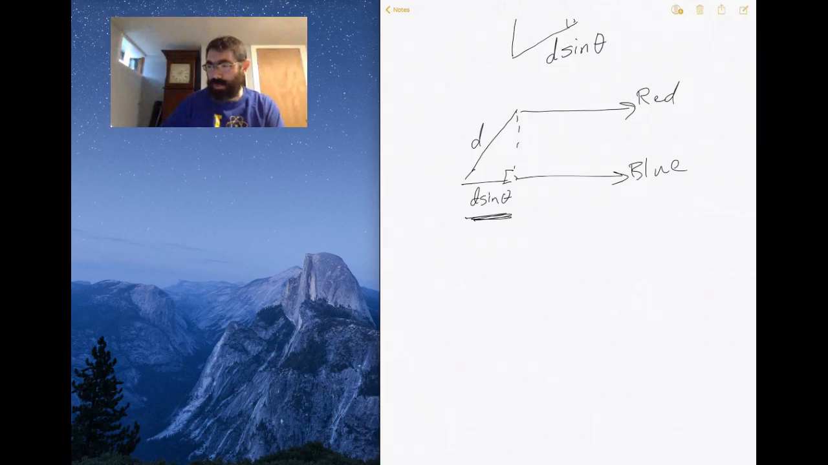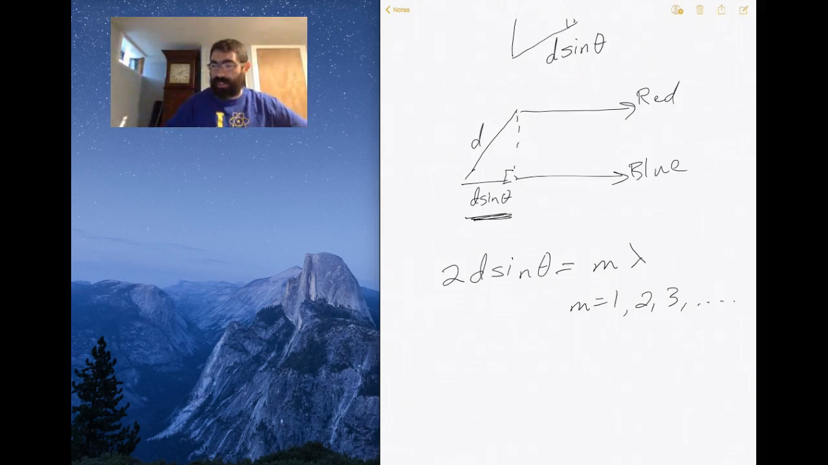And it does that twice. And so 2 times this extra distance that the one wave of light traveled is equal to m lambda, a multiple of the wavelength, where m is 1, 2, 3. And if this is the case, I get constructive interference.